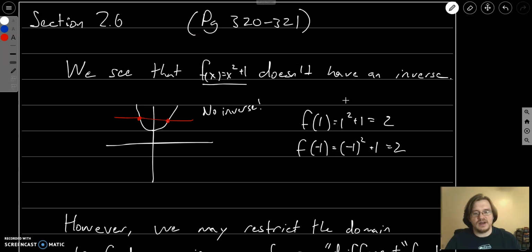So since our function maps two different things to 2, f inverse should take 2 back to where it came from, which is both 1 and negative 1. Well, you can't have a function give two outputs, so this is impossible. Again, this is the same thing as saying that a horizontal line intersects the function in two different locations. So this function doesn't have an inverse.